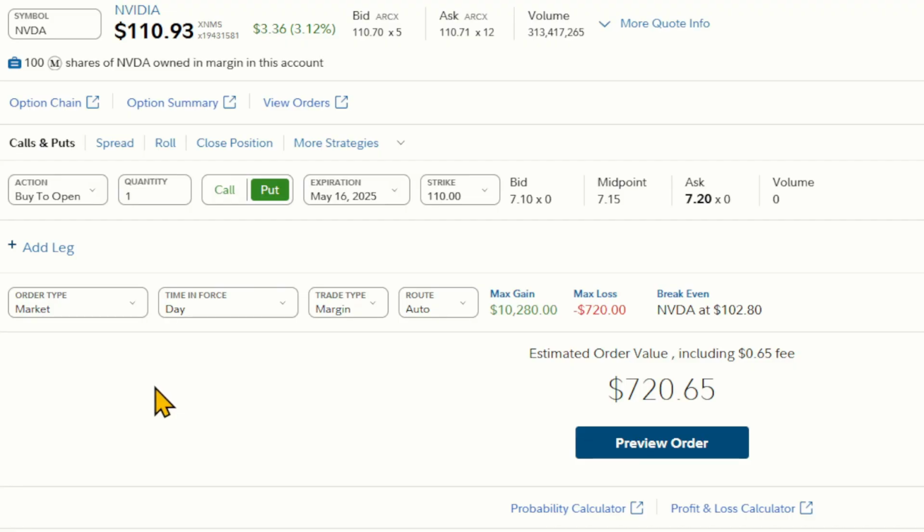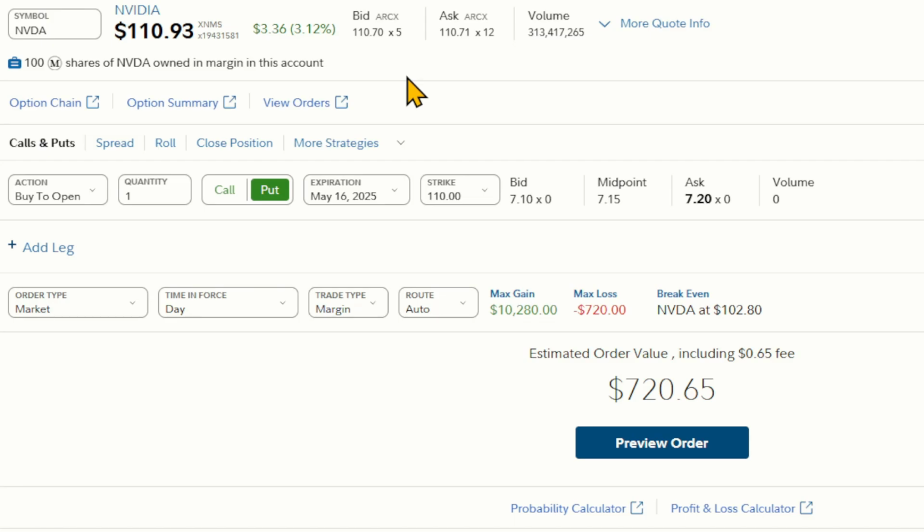So in this case, we are buying to open a put contract. Again, NVIDIA is at 110.93, and I own 100 shares. So right now, this is 4/12 of 2025. So if you're watching this in a year, this might not make as much sense, but this is Trump tariff time. The markets are in turmoil.